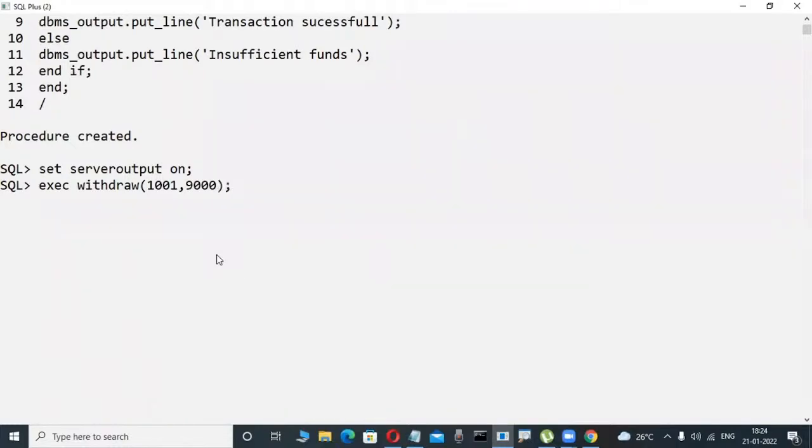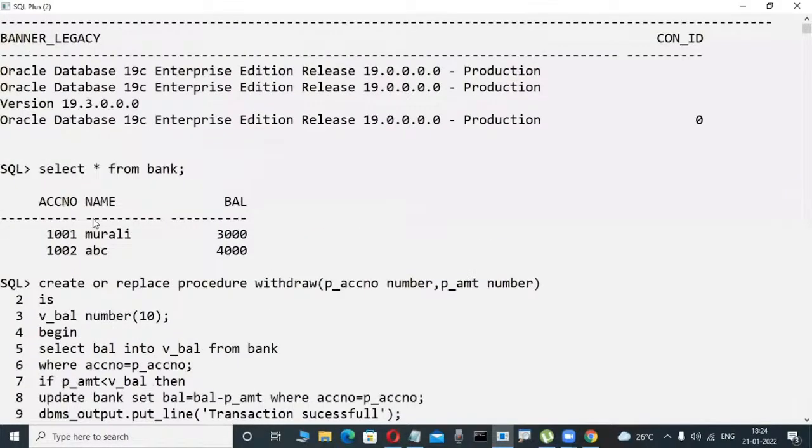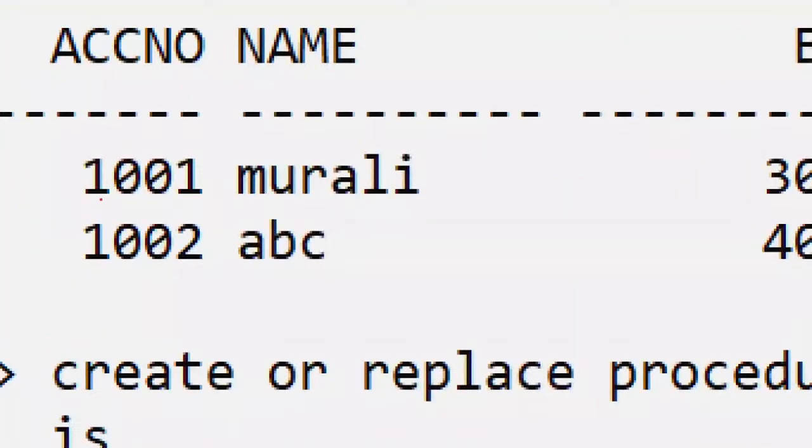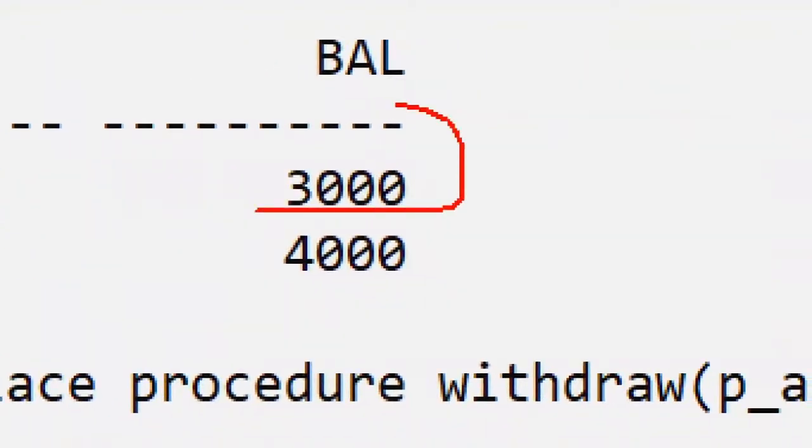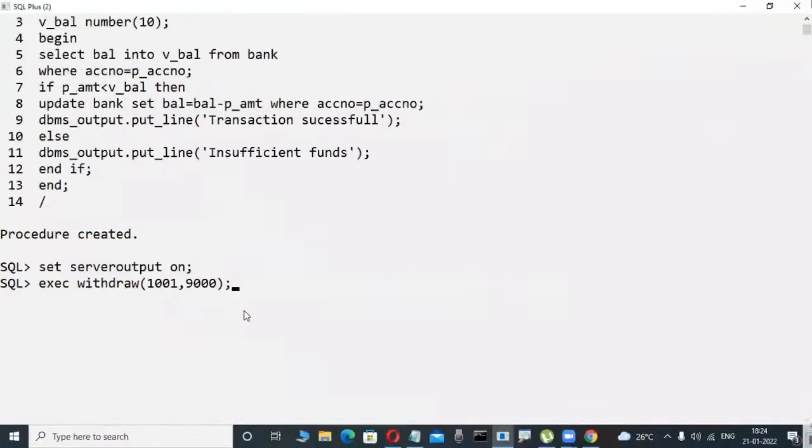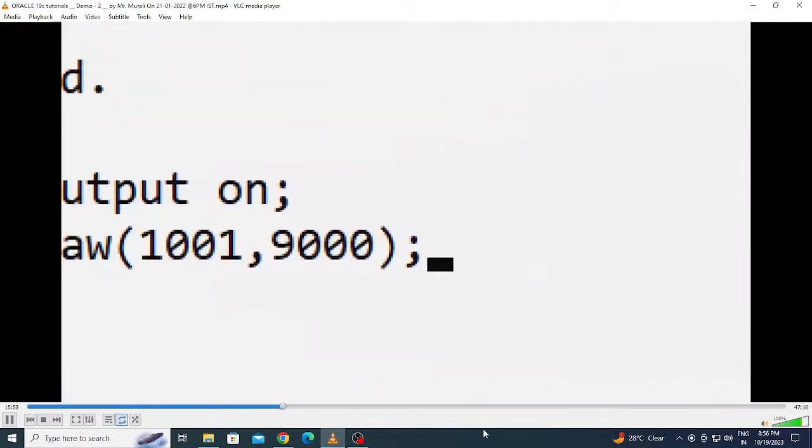Observe here, my account number in this table, slowly observe it here. Scenario, observe the logic. 1001 is my account number. Murali is my name. Now, my balance is how much? 3,000. In my table, 3,000 is the current balance. Now, my account number 1001.